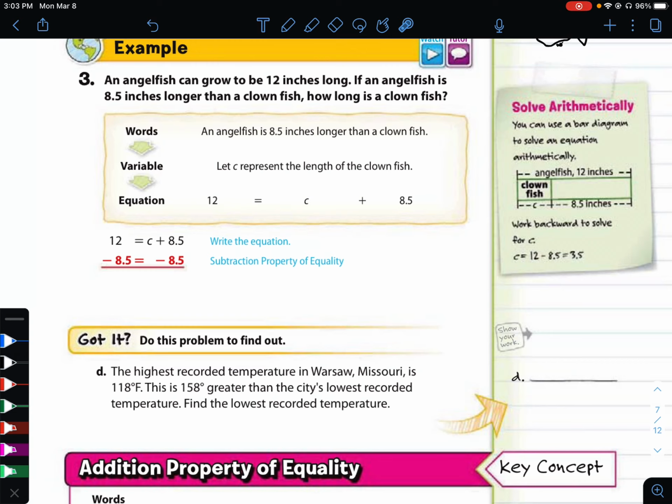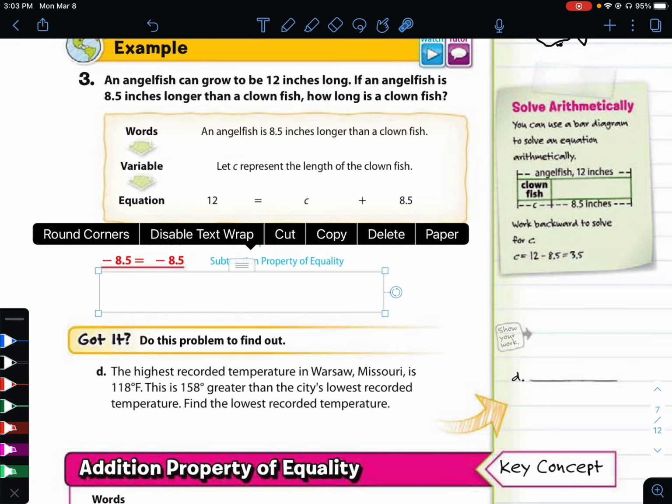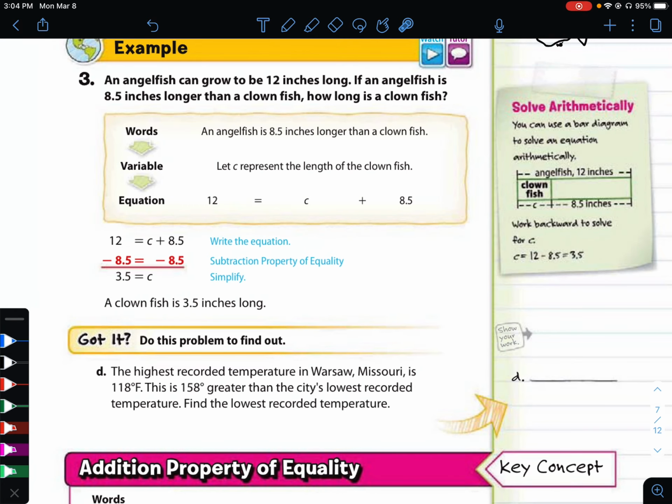So this one goes away. That's a 0. We simply bring down C here, and we know that 12 minus 8.5 will give us 3.5. So the value of C is 3.5. The clownfish is 3.5 inches long. Do the got it problem D, and let's see if you understand example number 3.